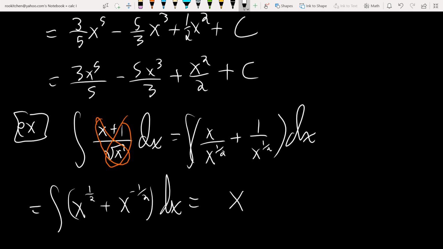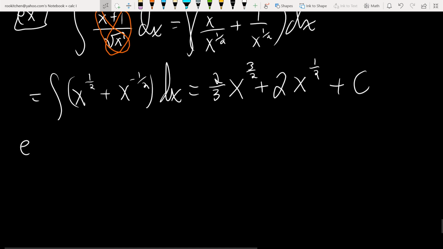So 1/2 plus 1 is 1/2 plus 2/2, which is 3/2, and then divide by 3/2, which is the same as multiplying by the reciprocal, 2/3. And then plus x to the negative 1/2 plus 1 is negative 1/2 plus 2/2, which is 1/2, and then divided by 1/2, the same as multiplying by the reciprocal, which is 2. And then plus c.